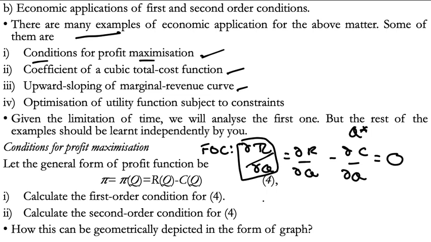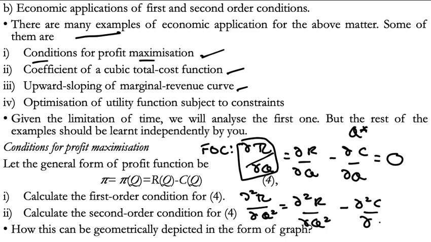Next, we need to calculate the second order condition. For the second order condition, we differentiate the profit function with respect to Q once again. So we get delta 2 P over delta Q 2, and then this minus this. Don't equate it to 0, because we just want to find the sign of this, whether it is greater, less, or equal to 0. We don't know whether it is greater, equal, or less, so we put a question mark here.